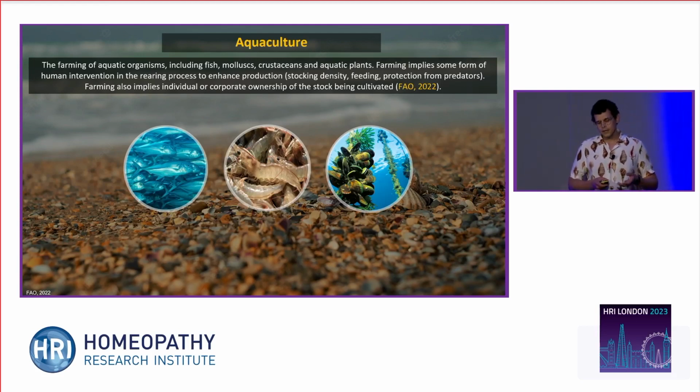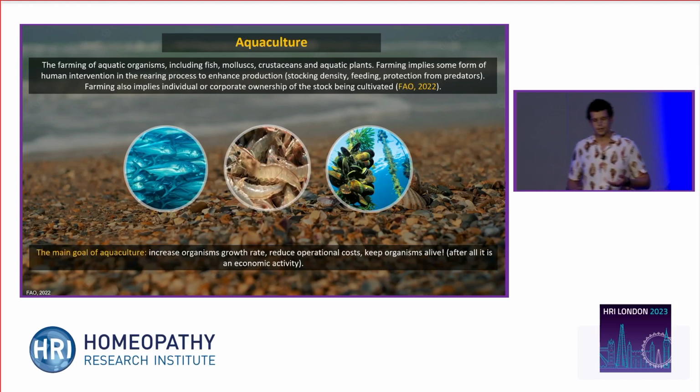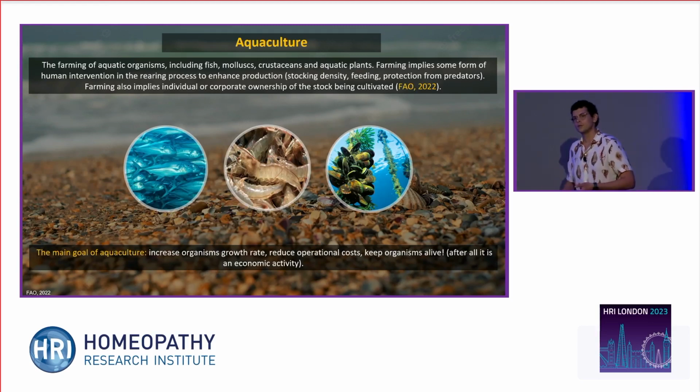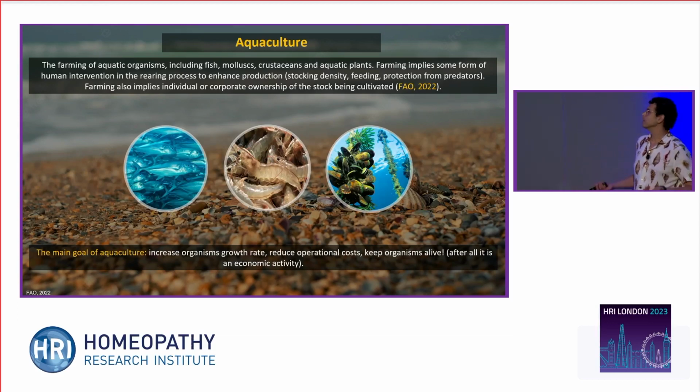These farmings need an owner. So this is an economic activity. And the main goal of this economic activity is basically to increase organisms' growth rate. We want a profit from that. If we can increase the growth rate of these organisms, we can increase our profit in this economic activity. We also want to reduce operational costs, make more efficient the use of nutrients that we use to feed these organisms, and keep the organisms alive. After all, it's an economic activity, so we need something to sell, right?